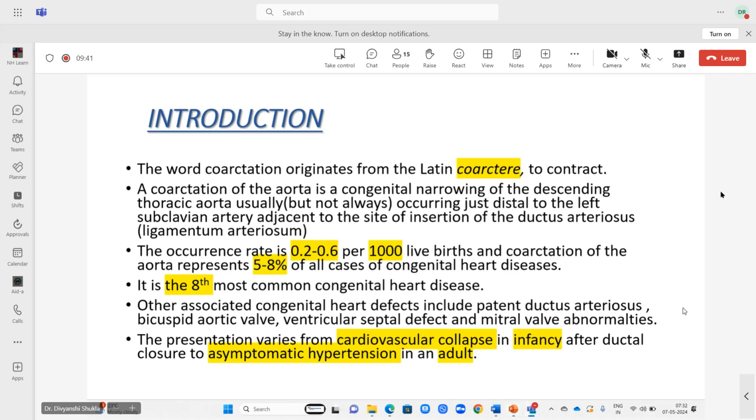Other associated congenital heart defects include patent ductus arteriosus, bicuspid aortic valve, ventricular septal defect, and mitral valve abnormalities. The presentation varies from cardiovascular collapse in infancy after ductal closure to asymptomatic hypertension in an adult.